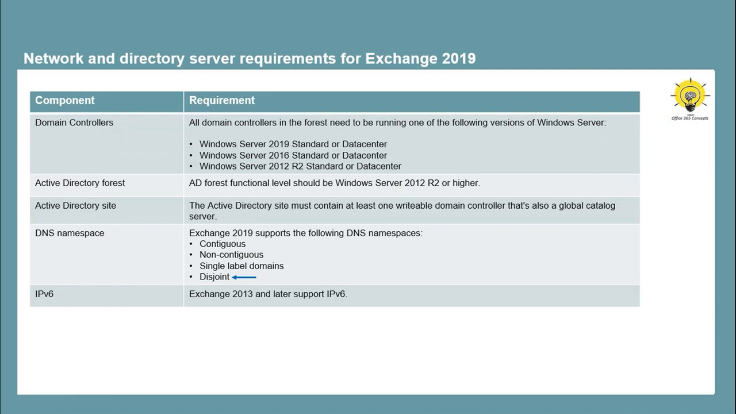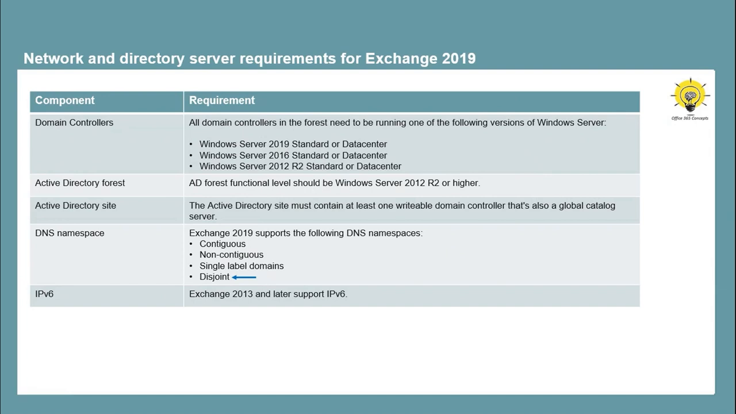You face this scenario when your primary DNS suffix on the domain controllers or the member servers is not the same as the DNS domain name of your Active Directory domain. For example, you have a disjoint namespace when the Exchange server that is part of the contoso.com domain has a primary DNS suffix of fabricam.com. So in this scenario, this computer is said to be disjoint. So as per your requirement, you can decide the DNS namespace for your Exchange organization.